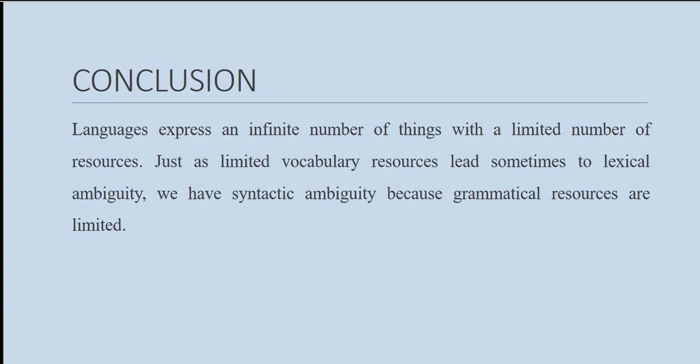So let's look at the conclusion. Languages express an infinite number of things, an unlimited number of things, with a limited number of resources. Just as limited vocabulary resources lead sometimes to lexical ambiguity, we have syntactic ambiguity because grammatical resources are limited. So if the ambiguity is related to limited vocabulary resources, it is called lexical ambiguity. And if it is related to grammatical resources, grammar-based, it is called syntactic ambiguity. So I hope you understood the topic clearly.